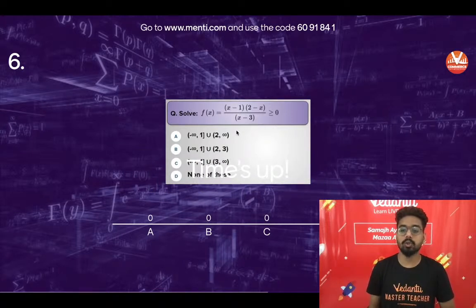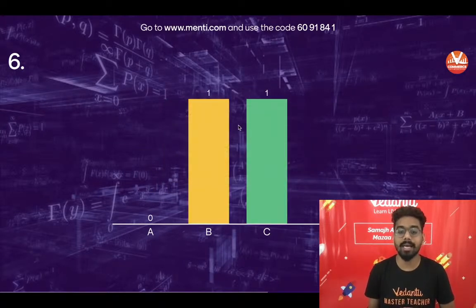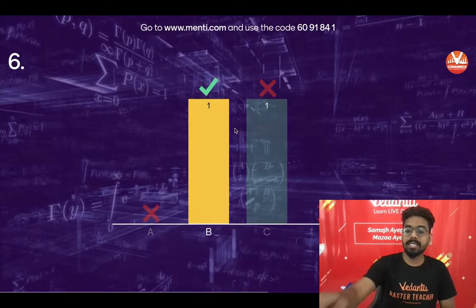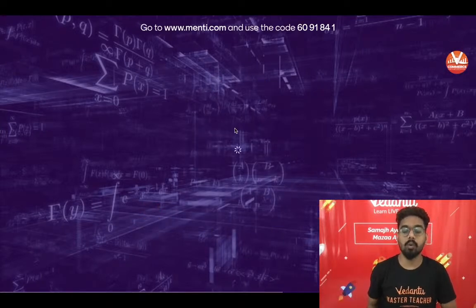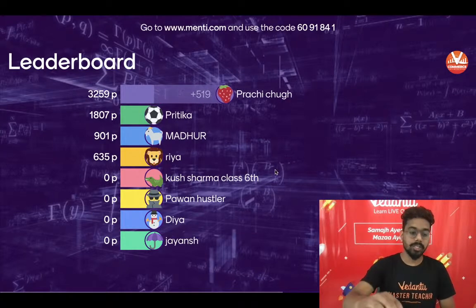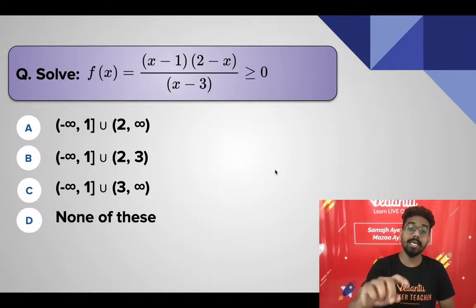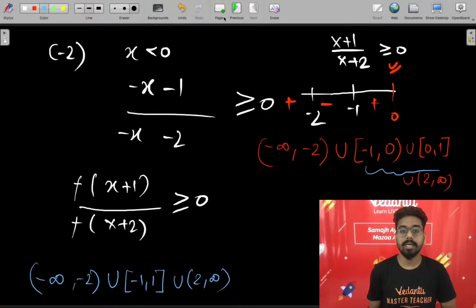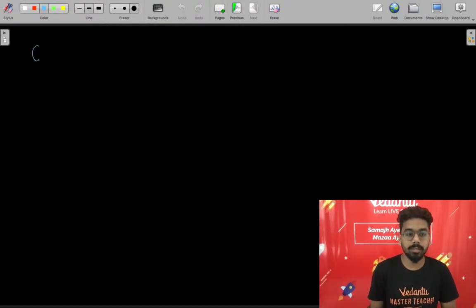ओके, केवल 2 लोग इस क्वेश्चन को आंसर कर पाए हैं. देखते हैं कौन कौन किसने आंसर किया है. ऑप्शन नंबर वी वॉज करेक्ट एंड गिवन ओनली बाय प्राची. अब देखिए बाकी लोग, सीखो कैसे करना है इस क्वेश्चन को. ठीक है, और बड़ा इंपॉर्टेंट चैप्टर है. क्वेश्चन नंबर 6 था ये.